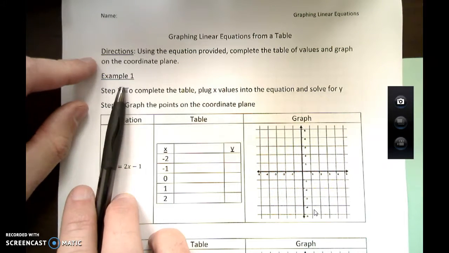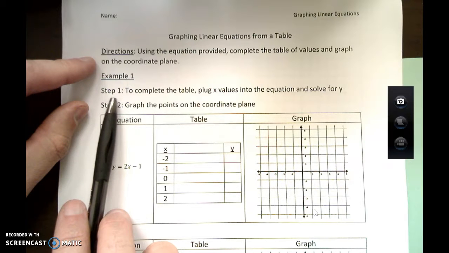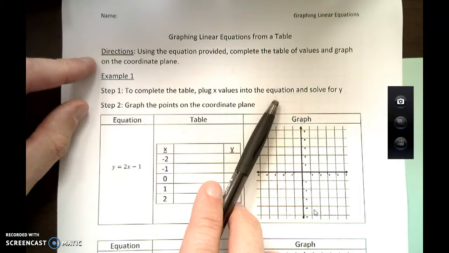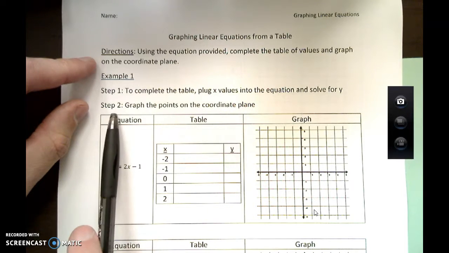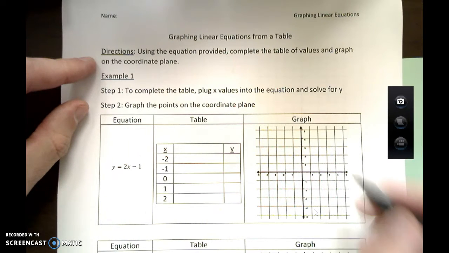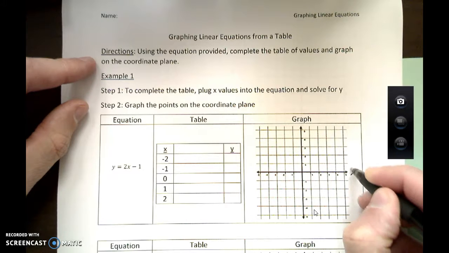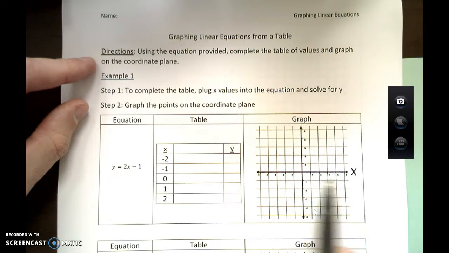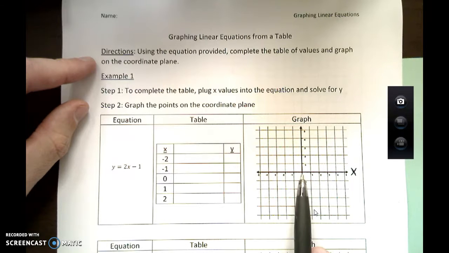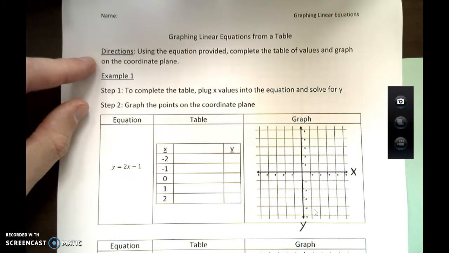So we're going to go through example 1, and there's going to be two steps to these problems. Step 1 is to complete the table. We have to plug in the x values into the equation and then solve for y. And then step 2 is going to be to graph those points on the coordinate plane. So remember, when you have a graph, the x-axis is the horizontal axis that goes side to side, and the y-axis is the vertical axis that goes up and down. And these numbers are positive to the right and negative to the left, positive up and negative down.